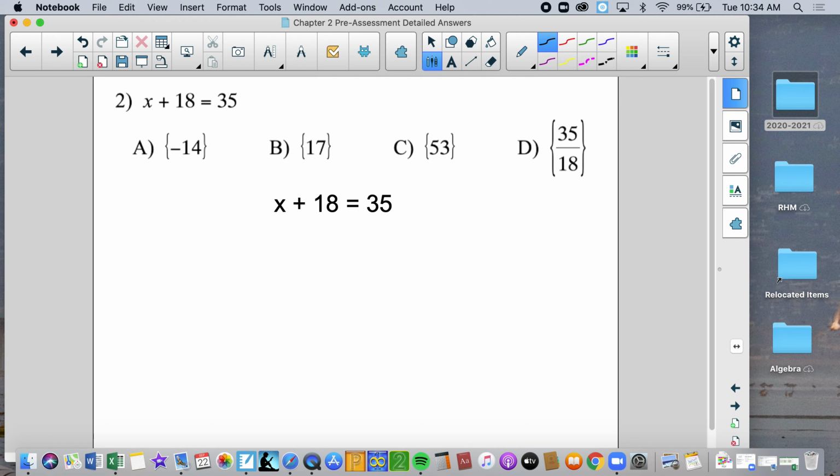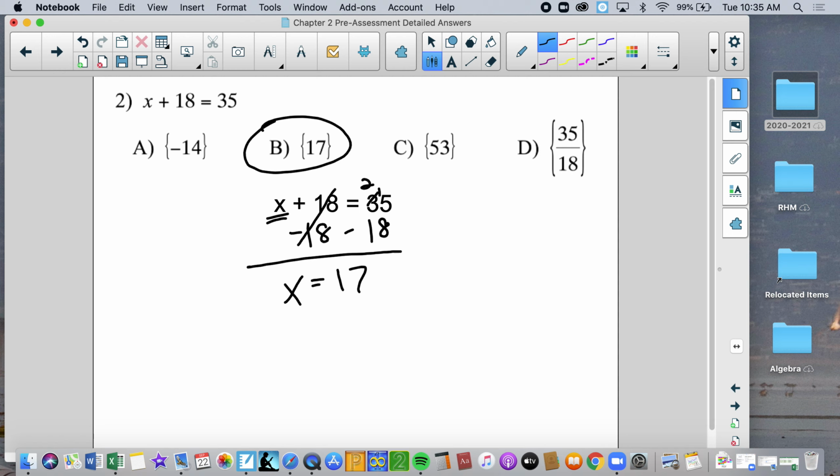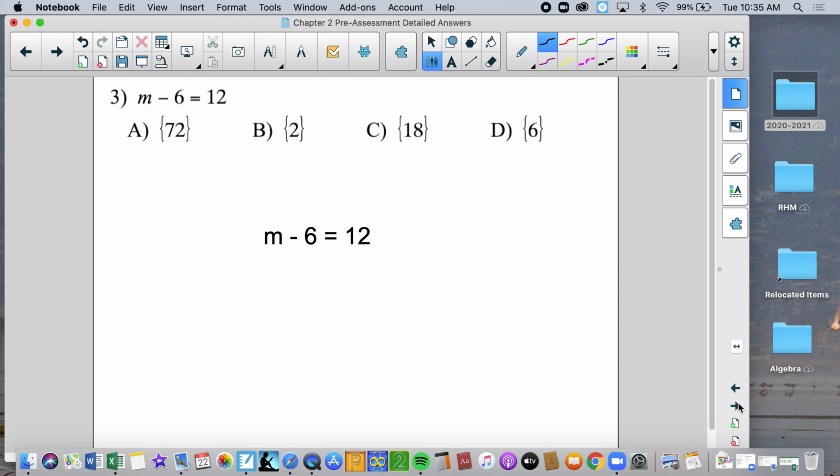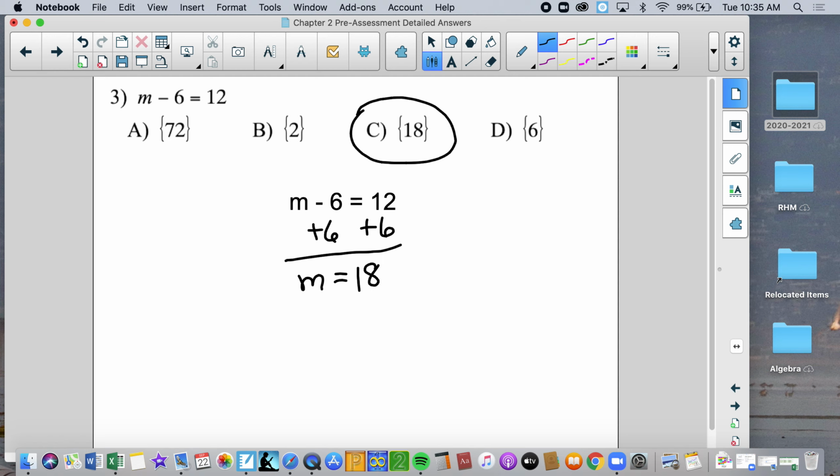Again, what's happening to my variable? 18 is being added to it. What's the inverse of adding 18? Subtracting 18. These cancel. You're left with the variable isolated on the left side, and we are left with 17. Now, when we look at our variable, 6 is being subtracted from the variable. What's the inverse of subtracting 6? Adding 6. You're left with m equals 18.